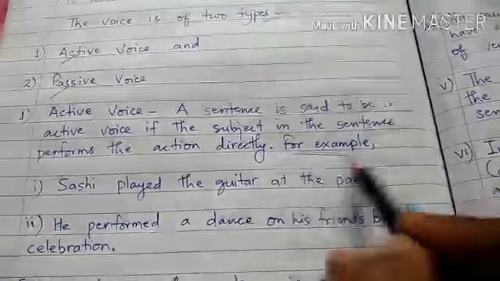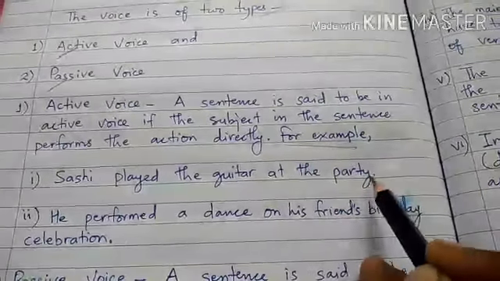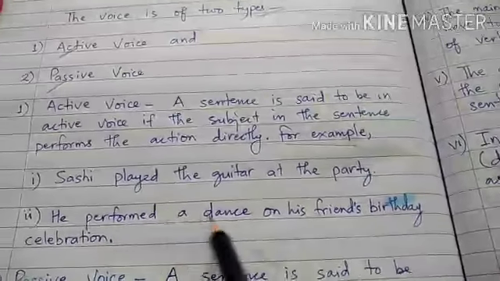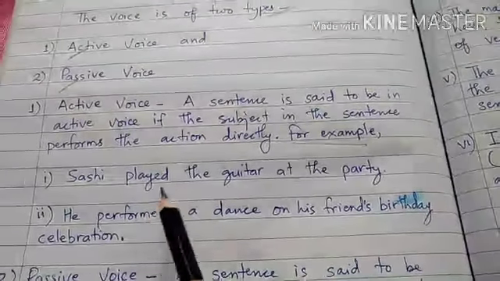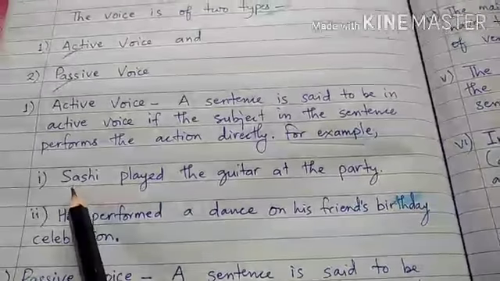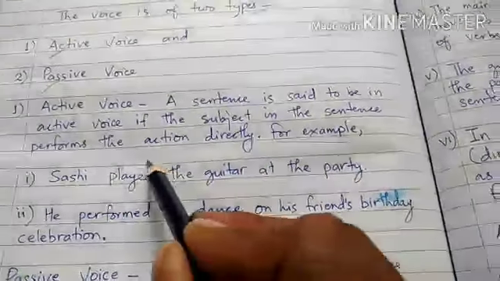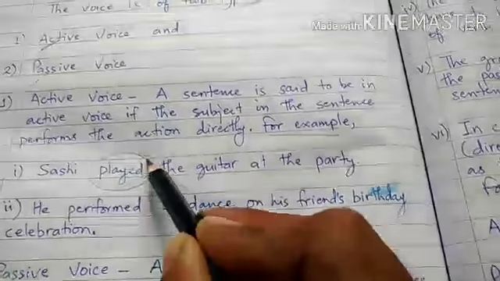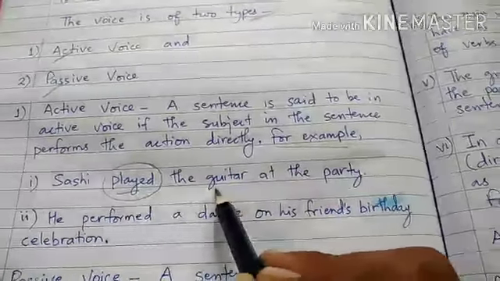So how? For example, Sasi played the guitar at the party. He performed a dance on his friend's birthday celebration. So let us see. If you read this sentence, Sasi played the guitar. What is the action done here? Played. What is the verb here? Played. So who has played the guitar?